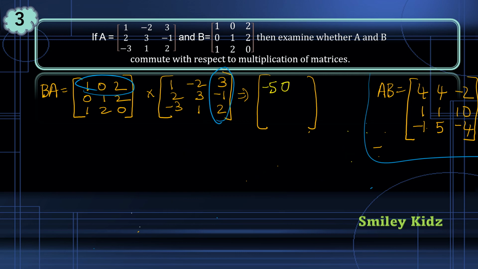Now first row with third column: 1 into 3 plus 0 into minus 1 plus 2 into 2. What is this going to be equal to? 3 plus 0 plus 4, that is 7.